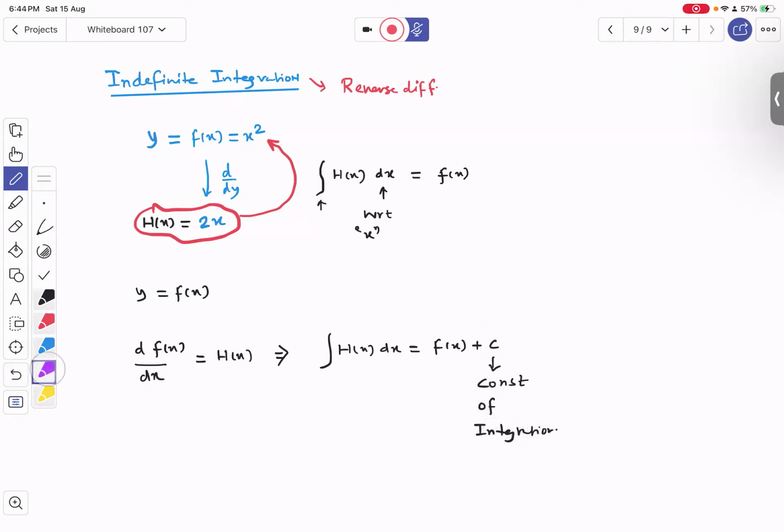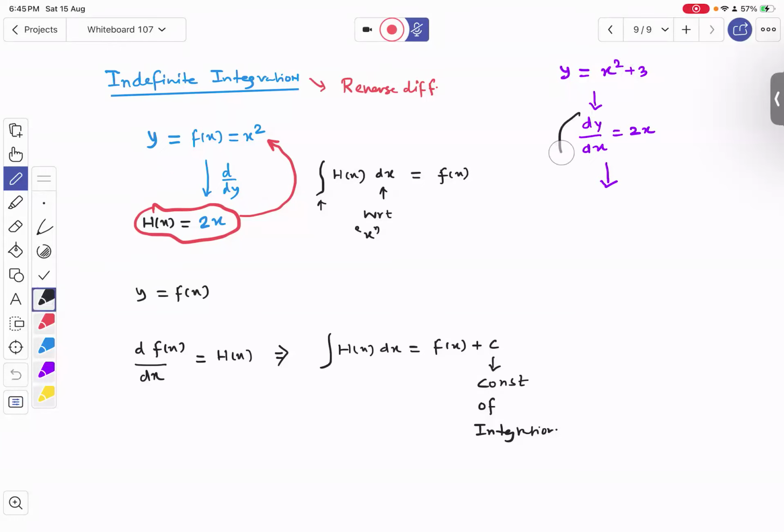Now, for example, if I tell you that y is x squared plus 3, so what will be dy by dx? Dy by dx will be 2x. So once you see 2x, you will guess, okay, it must be x squared. That's why its differentiation became 2x.